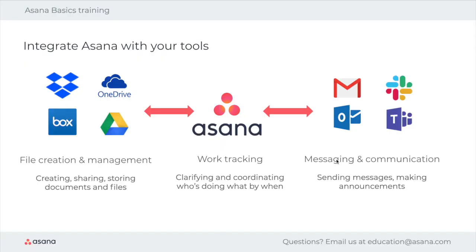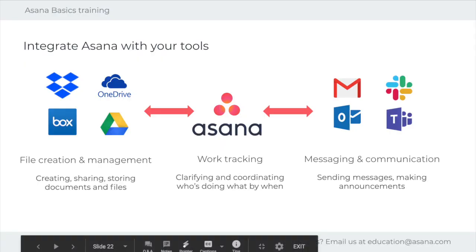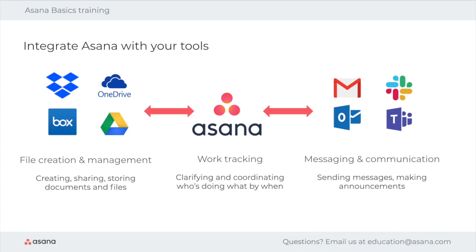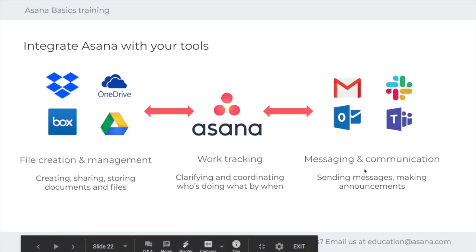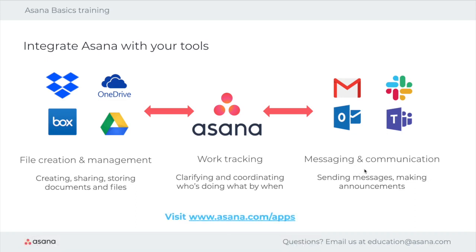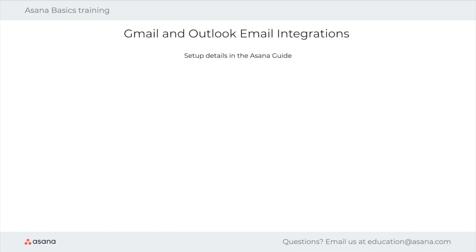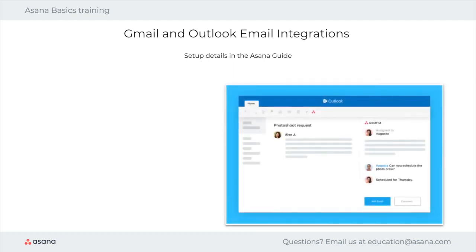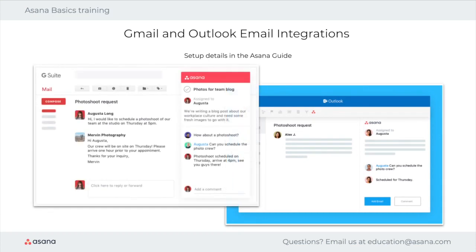So let's talk about where to go from here. I strongly recommend setting up integrations between Asana and your favorite tools. And definitely check out asana.com/apps to see all the available integrations. For example, it's super easy to capture tasks from a lot of tools you're probably already using. You can easily turn emails into tasks with the Gmail and Outlook integrations, and those attachments will even transfer over into the task.